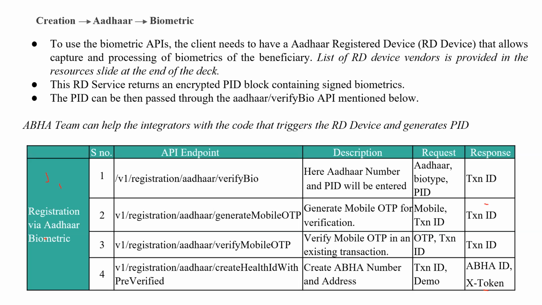Just covering some points here. To generate the PID, there is a code which triggers the RD device. NHA ABDM has that reference code, and we are happy to share that code if any integrator wants the same. Once you trigger that RD device, you will get the PID as a response, and using that PID, you call the first API, verify bio, as Gurpreet was explaining.